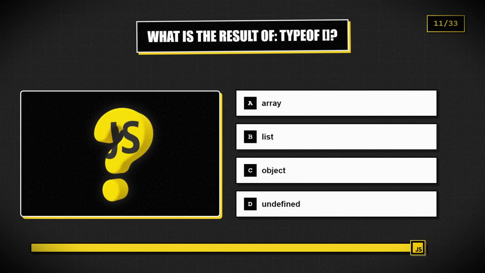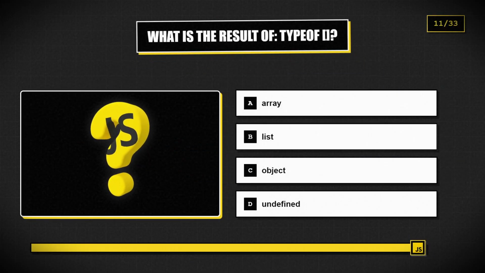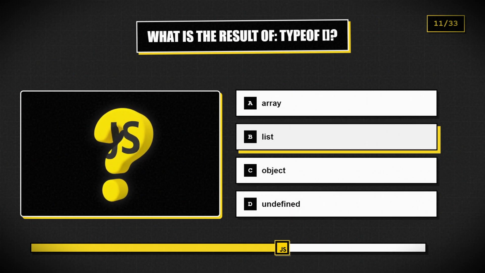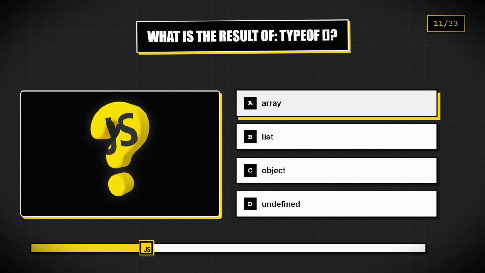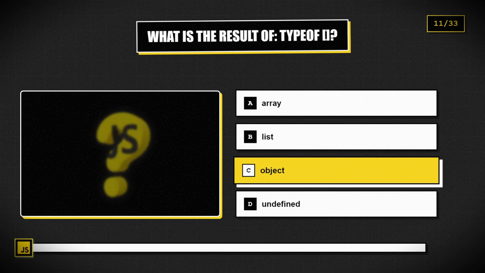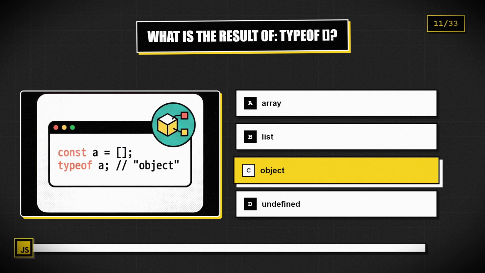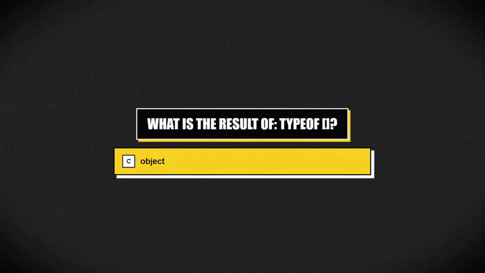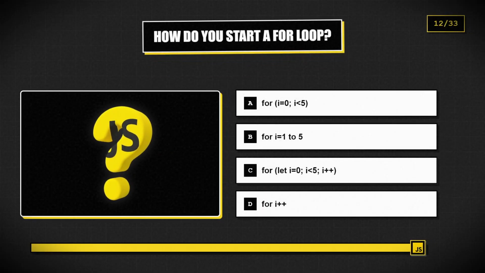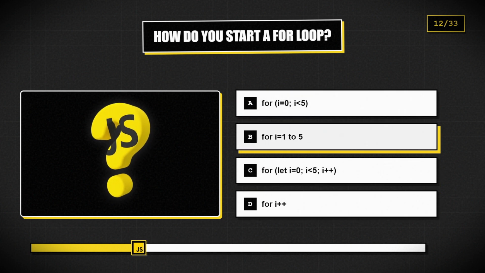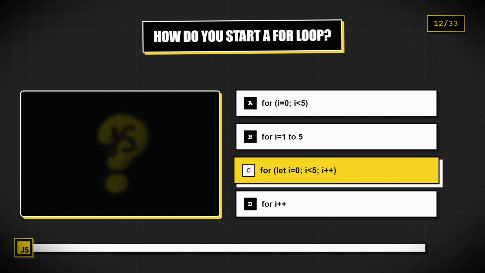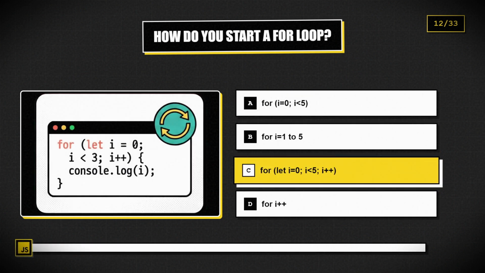What is the result of typeof array? Arrays are technically considered objects in JavaScript. How do you start a for loop? The standard for loop has initialization, a condition, and an increment expression.